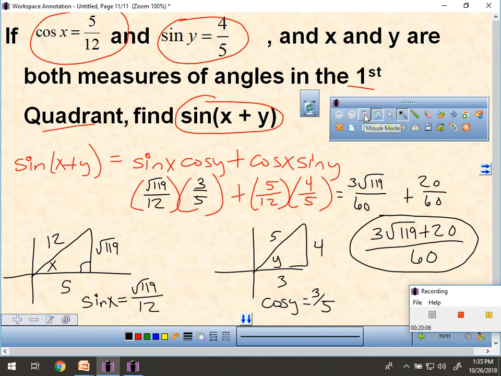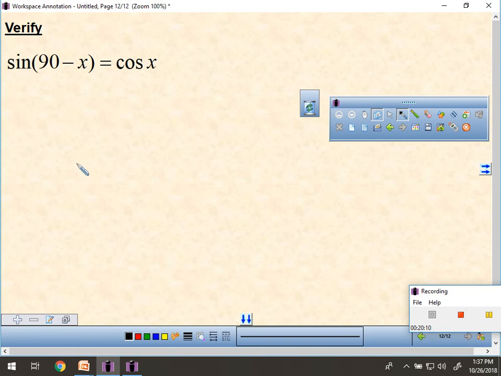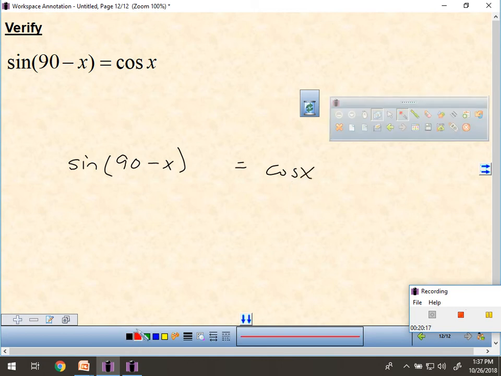All right, for the next one, it wants to verify sine of 90 minus x. It wants to verify that that's equal to cosine of x. So we're going to use my sum and difference. So this is going to work out to be sine of 90 cosine of x minus cosine of 90 sine of x. And I want to verify that's equal to cosine of x.